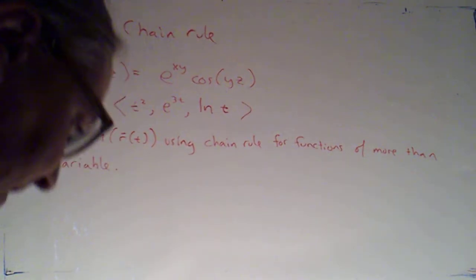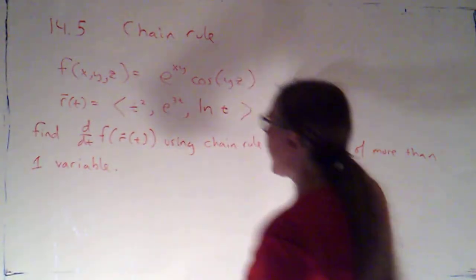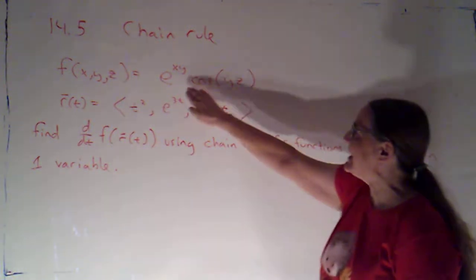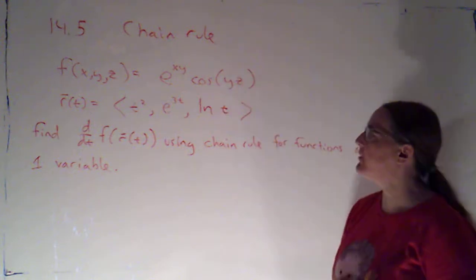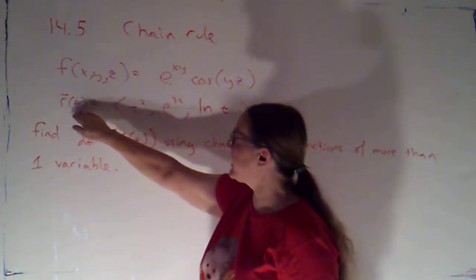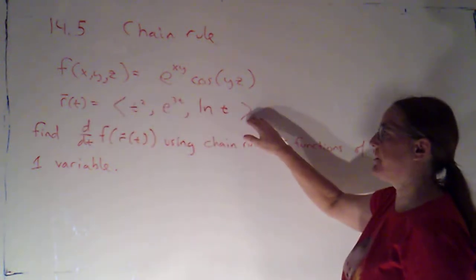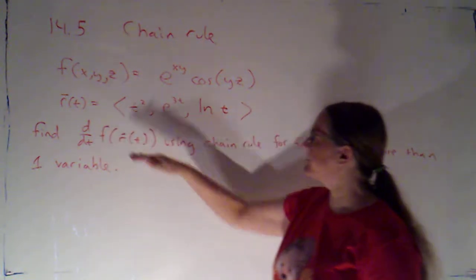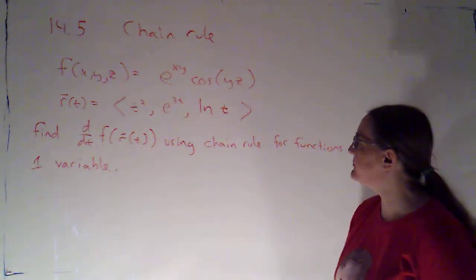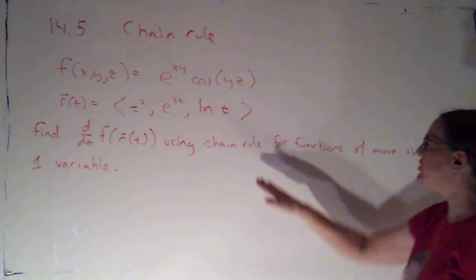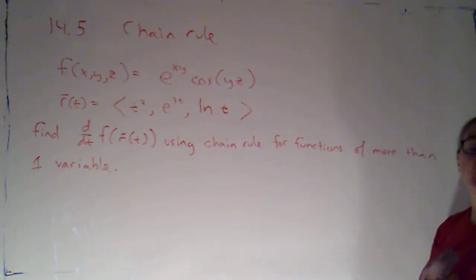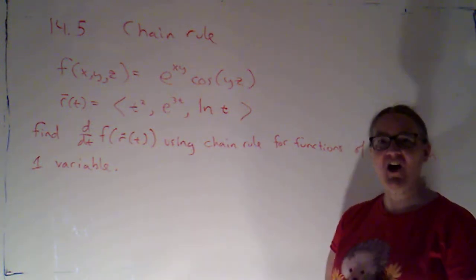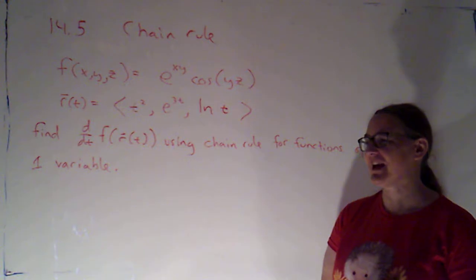I've got a problem up here on the board for you folks to try. I'm giving you a function f of three variables, e to the xy times cosine of yz. And then I'm giving you a vector function r of t that maps us into 3-space. What I want you to do is find the derivative of this composition, f of r of t, using the chain rule for functions of more than one variable. So pause the video, give that a shot, and then tune back in and we'll work through it together.